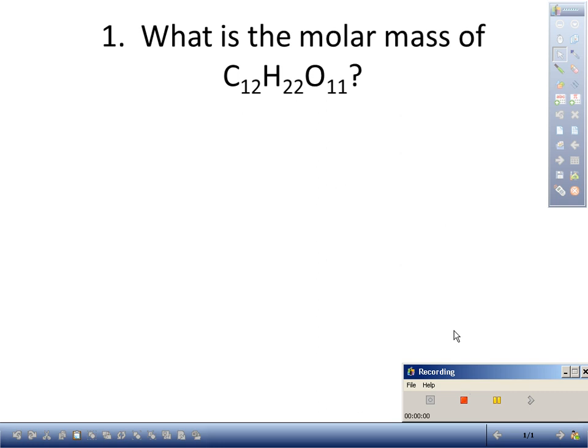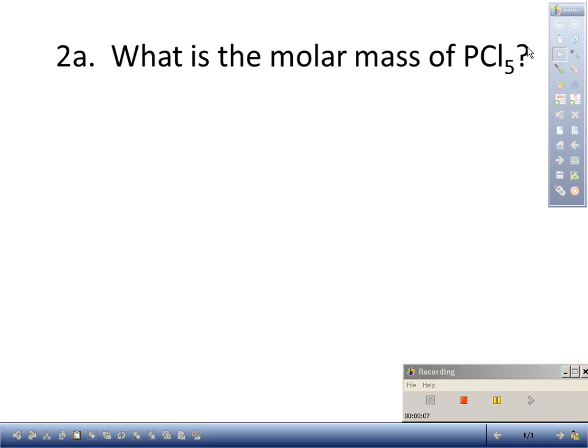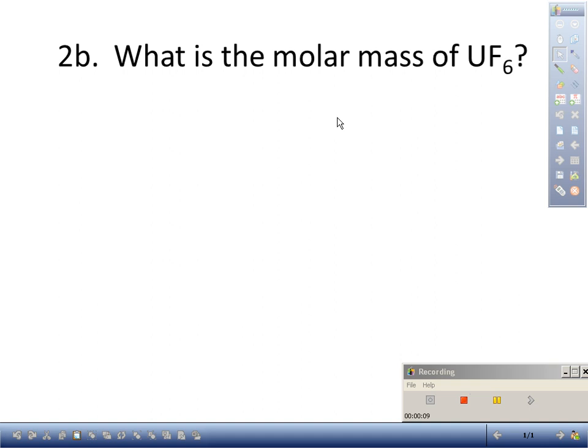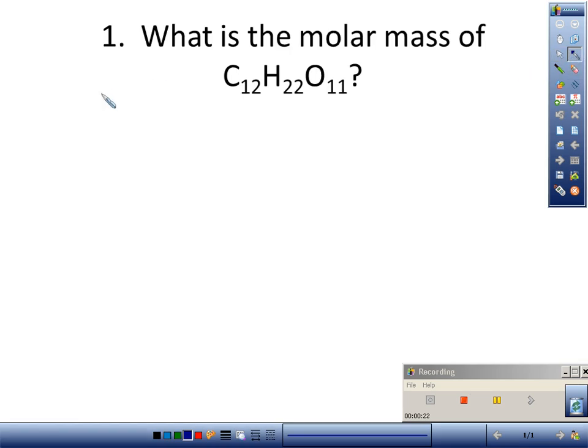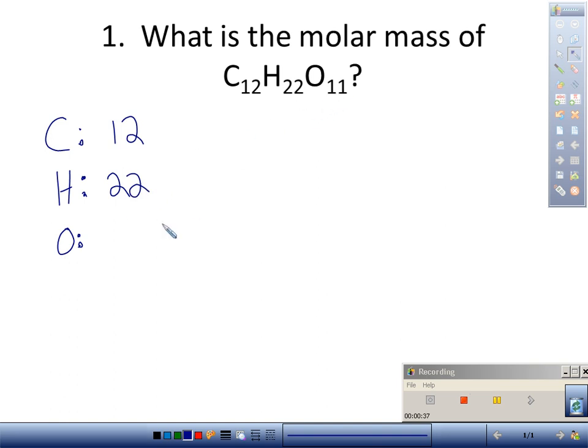The molar mass of something is how much 1 mole weighs. And we get those values from the periodic table. So what we want to do on a problem like this is just list out what we have. Carbon, hydrogen, oxygen. Our formula tells us we have 12 atoms of carbon, 22 atoms of hydrogen, and 11 atoms of oxygen.